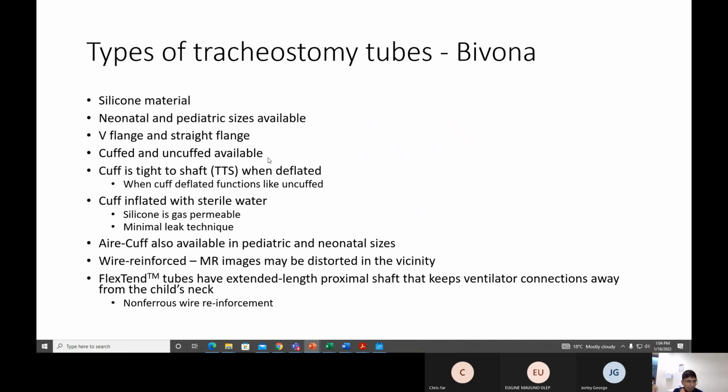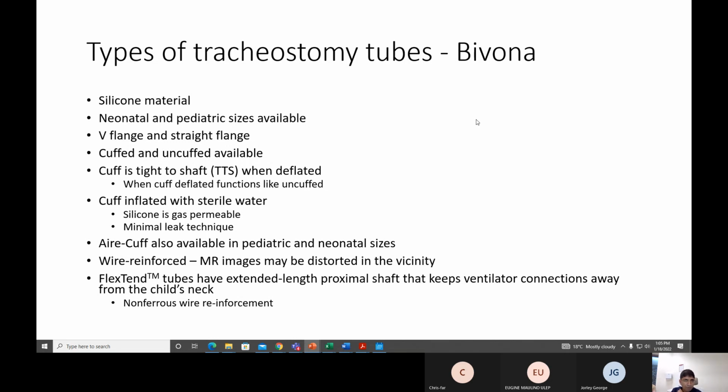They have uncuffed and cuffed types. The cuff, they call it tied to shaft. What that means is, we will see in the next slide, when the cuff is deflated, the tracheostomy will function almost like an uncuffed tracheostomy. Usually when you deflate the cuff in an ET tube or a tracheostomy tube, there will be a little bit of crinkled cuff that is stuck to the tracheostomy tube, and it causes a bit of a rough surface. But in this tracheostomy, they have improved the design in such a way that if you deflate the cuff, it looks almost like an uncuffed tube.